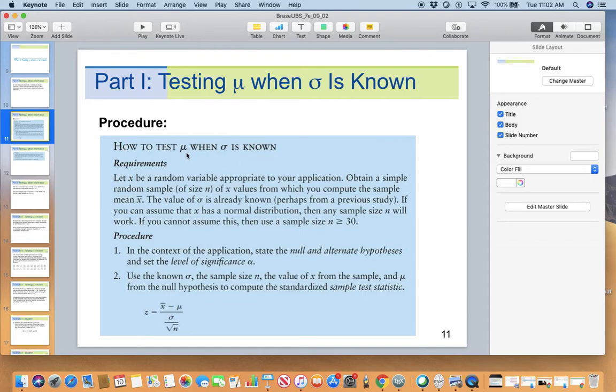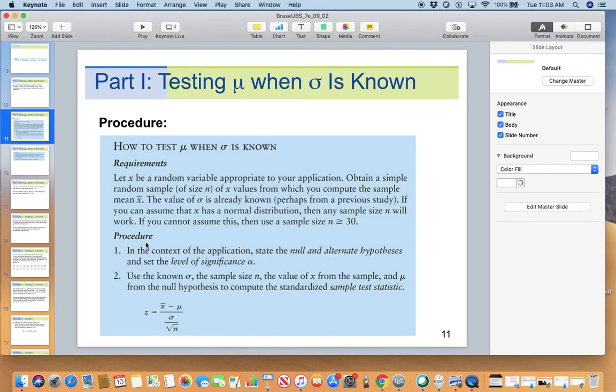Requirements. Okay, so we are going to test for mu when sigma is known. Let x be a random variable appropriate to your application. Obtain a simple random sample of a fixed size n of x values from which you compute the sample mean x bar. The value of sigma is already known, perhaps from a previous study. If you can assume that x has a normal distribution, then any sample size n will work. If you cannot assume this, then you use a sample size of at least 30.